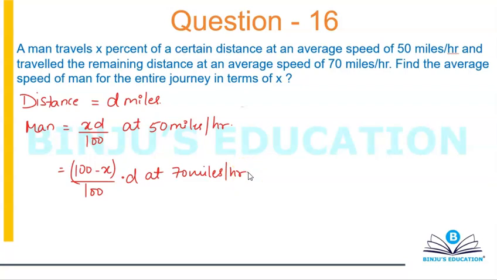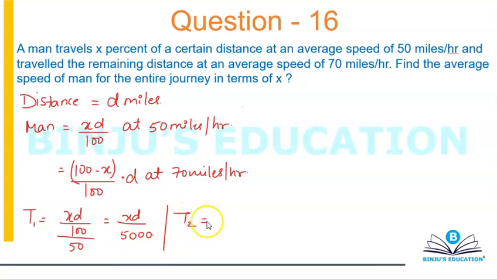Now, how do you calculate average speed? This is something we have already discussed while we were discussing the basics of time, speed, and distance. Average speed is nothing but total distance divided by total time taken. So we need the time. Time taken in the first scenario when he travels X% will be XD by 100, whole divided by 50, and that is equal to XD divided by 5000.